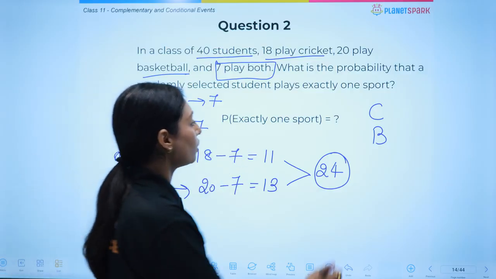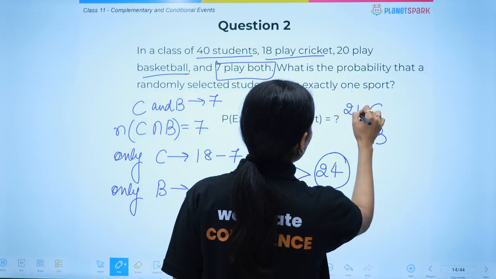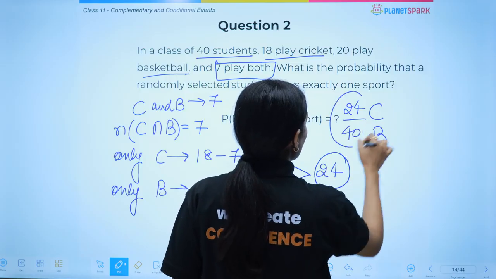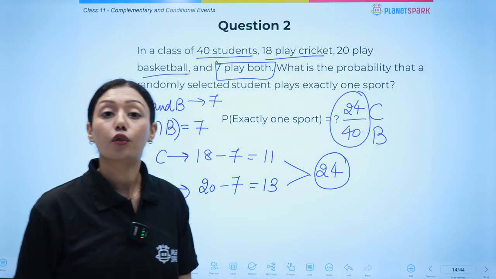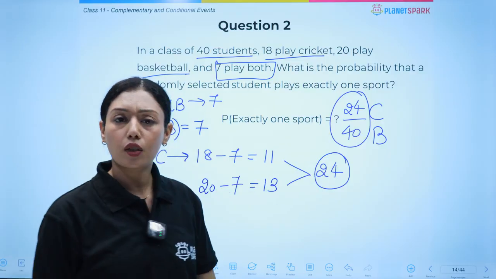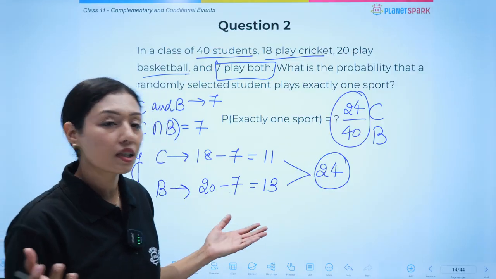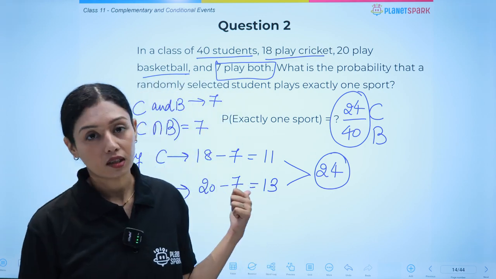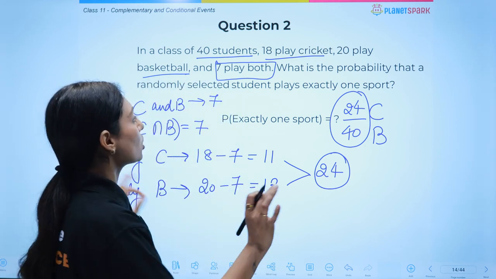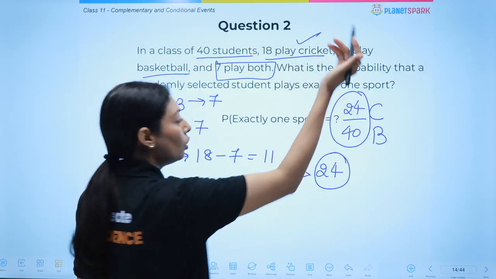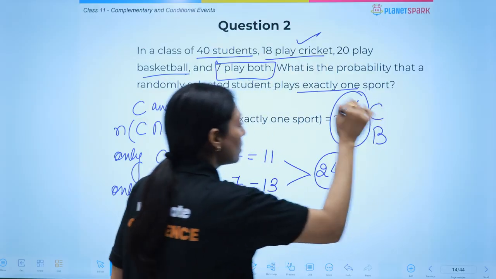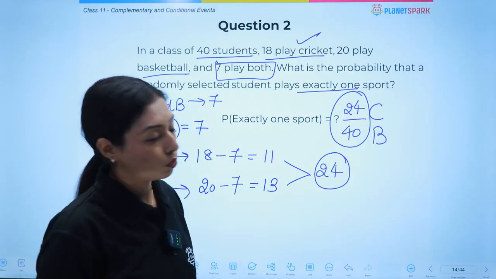Now we have to find the probability of that. So probability will be favorable cases upon total number of outcomes. So 24 over 40. We can just simplify this and you can write the answer. Tell me in the comments, everybody, what will be the final answer here. But that's how we calculate it. Understand the terminology. What have we been asked? Those who play cricket obviously include those who play both. Exactly one sport means only cricket and only basketball.